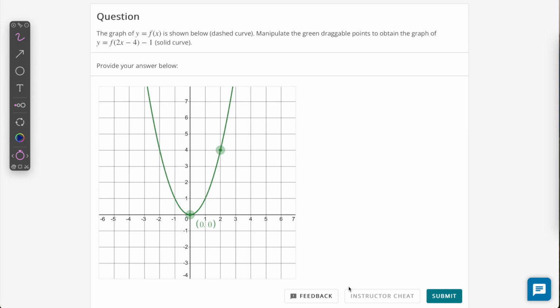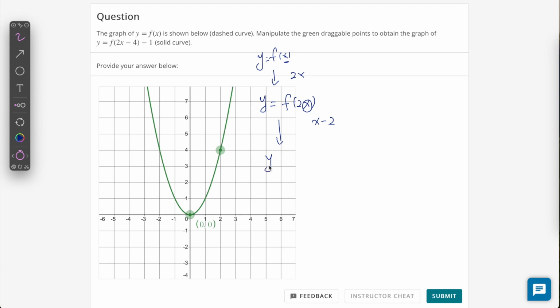Let's take a look at some of the assignment questions. To get the function y equals f of 2x minus 4 minus 1, we can think of some sequences of transformation. For example, I can start with y equals f of x, and then I replace that x with 2x, so I get y equals f of 2x. And then I continue to do the replacement. I circle this x, replace that with x minus 2.